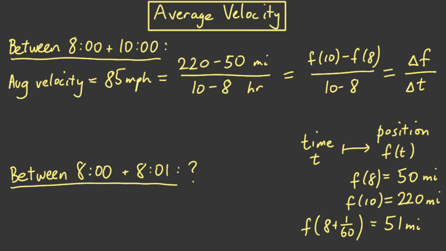So given that information, what would you say is the average velocity of the car between 8 o'clock and 8:01? Why don't you think about that, and then we'll come back and discuss some more.